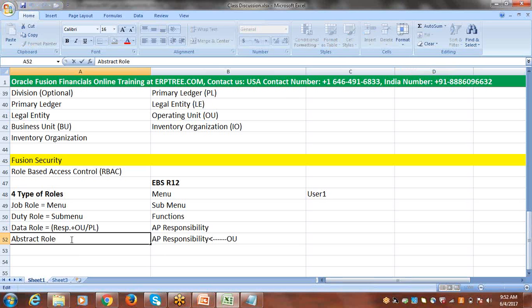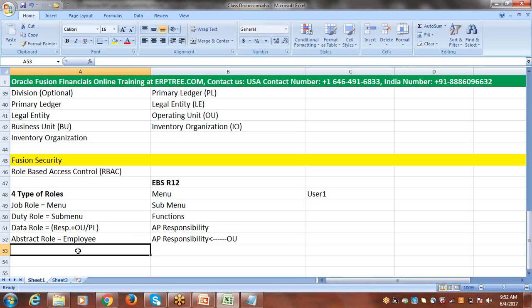Abstract role means it's not specific, it is a very generic role. The best example for abstract role is employee. We'll understand more on this, just take the point. The employee role we call as abstract role. So this is what we have to understand in Fusion applications.